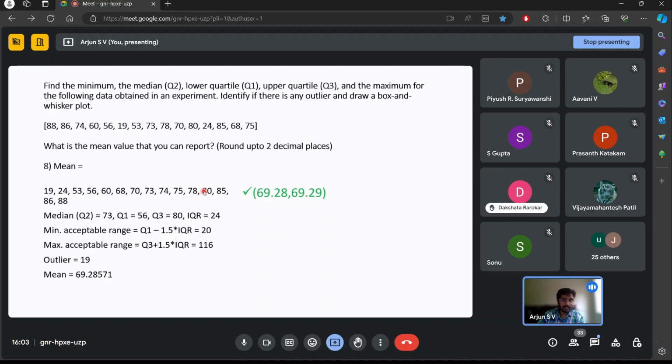Now we have to find the range. For range, we have a formula for the minimum value of the range and the maximum value of the range. Even in the lectures and in the recap, I have given the formula that minimum range is Q1 minus 1.5 times the interquartile range. That will be your minimum range.